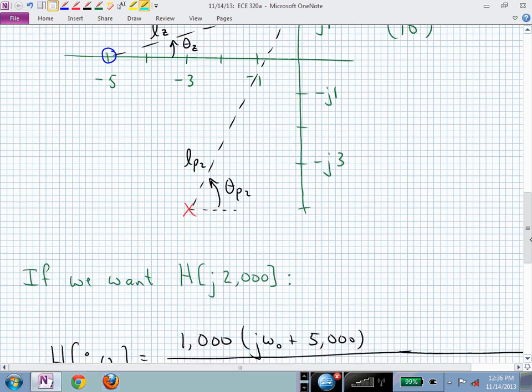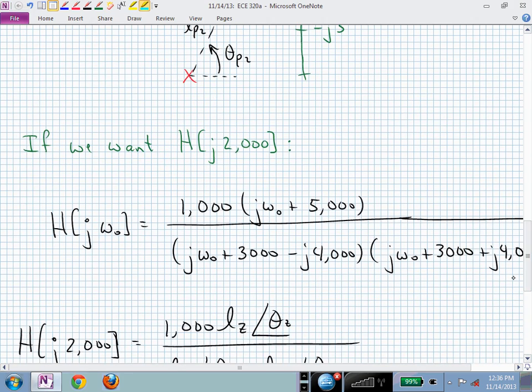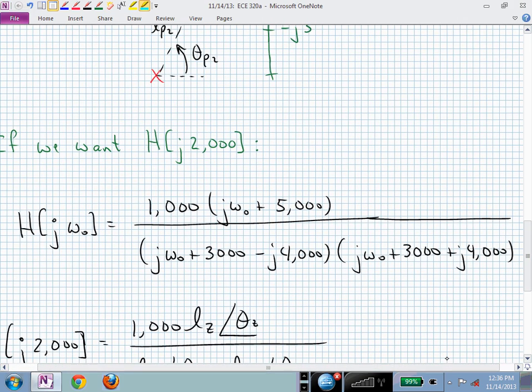Let's look at the case where we want to evaluate h of j 2000. Now this is different from, let's say, Tuesday's lecture. We've now replaced s everywhere with j omega, which now says that we are walking up the imaginary axis in this expression for h of s. And I think last time this was our imaginary axis. Is that true? I don't know.